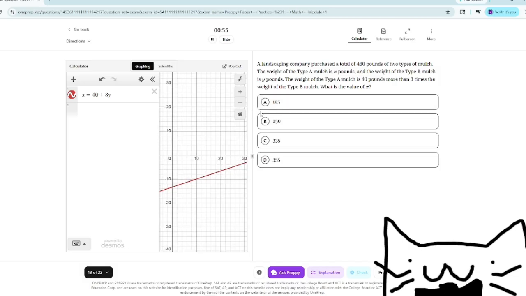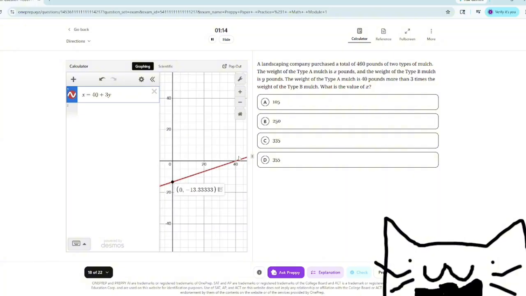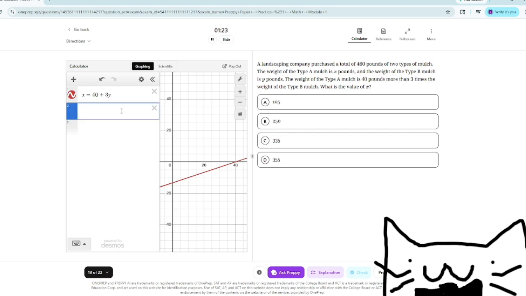It's also testing your basic understanding of what words match up with what, like what is equal. So 3 times the weight of type B mulch, y, plus 40 basically. So this. And what is the value of x? Oh wait, a total of 460. So x plus y has to equal 460.